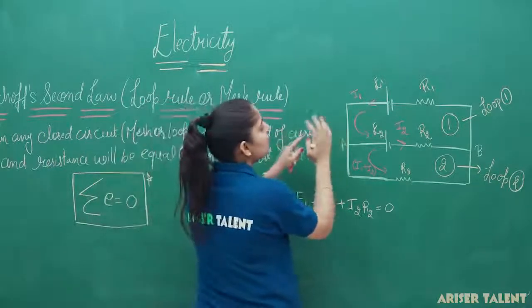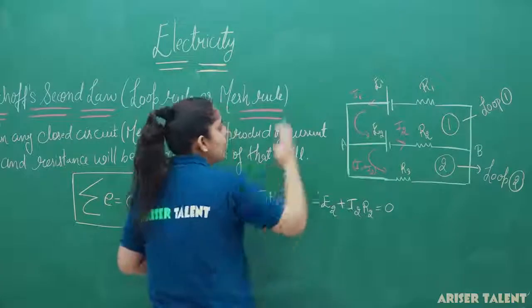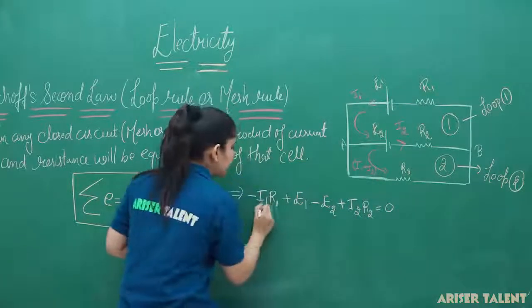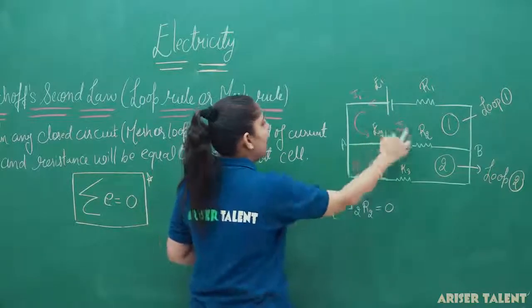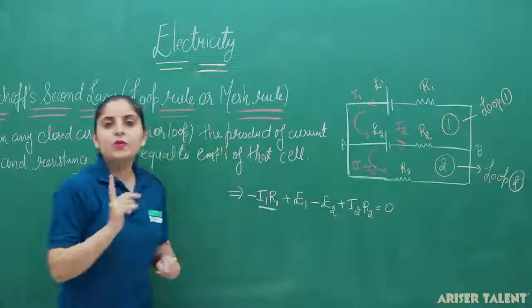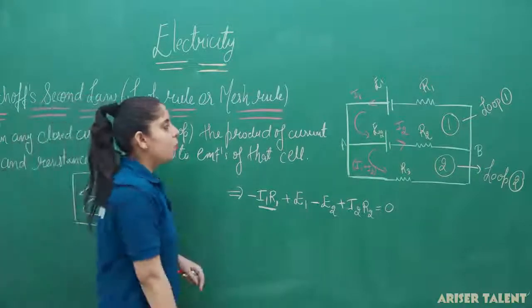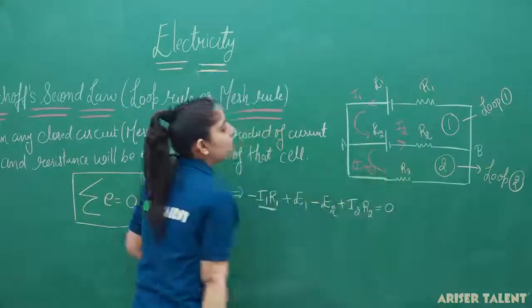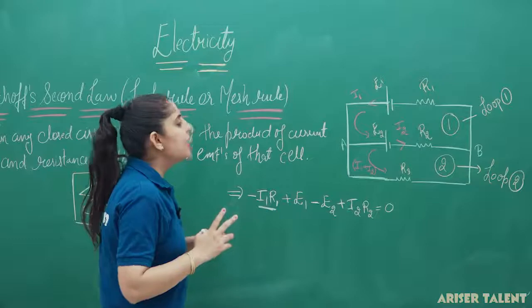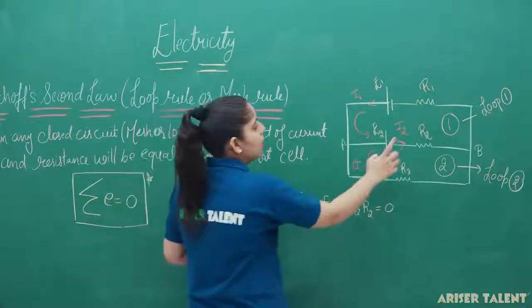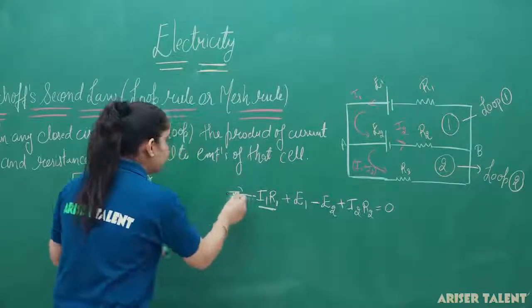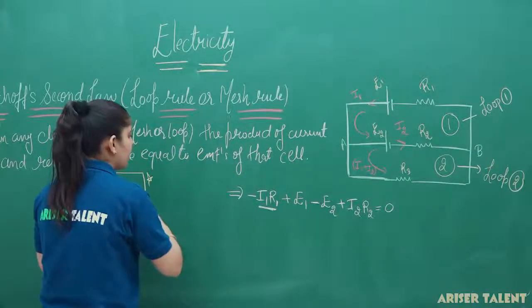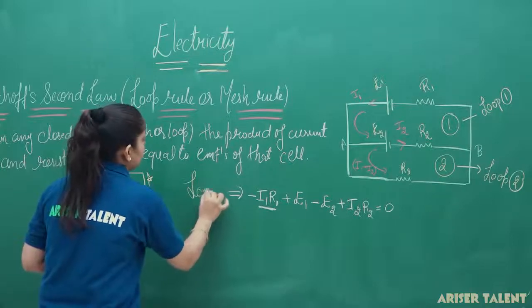So, you can easily see from here that we have completed our loop 1. And what does loop 1 state here? I1R1, that is the direction of the current I am taking here, battery E1, battery E2, and this will be I2R2. So, we have completed our loop 1. Now, let's move to loop 2. In loop 2, you can see there are three things here: I2R2, E2, and this R3 resistance. So, this equation is for loop 1.